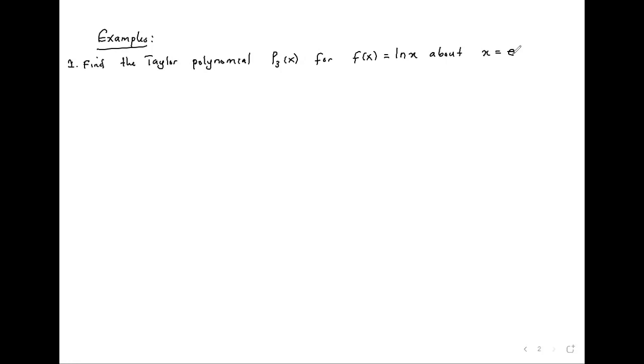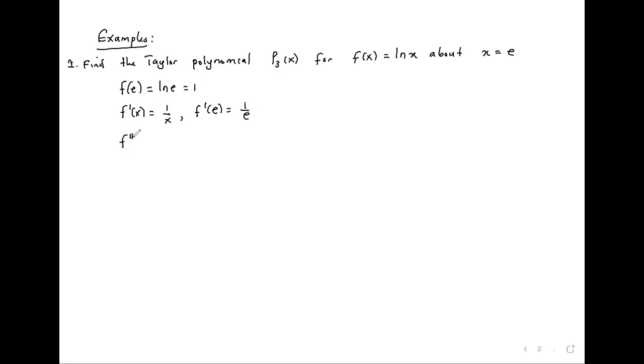Okay, so P3 meaning we go up to power 3. So what do we need for us to go up to power 3? First we need f of e. F of e is ln e, which is 1. And then second, f prime of x. The derivative there is 1 over x. And then quickly we get f prime of e, which is 1 over e.